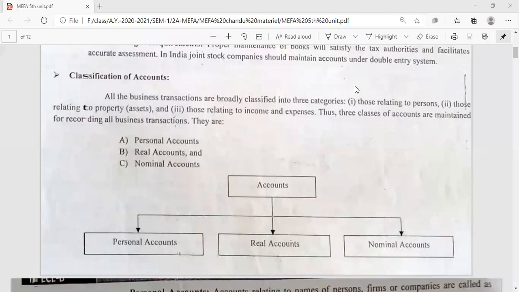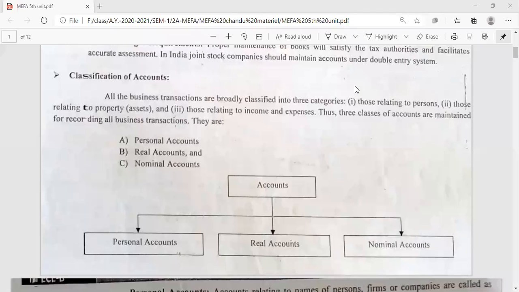First one is the personal accounts. Second one is the real accounts, and third one is the nominal accounts.